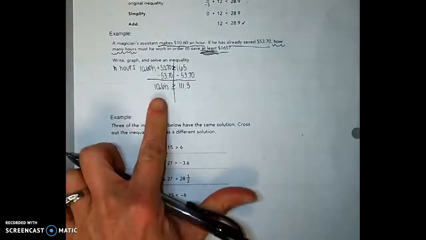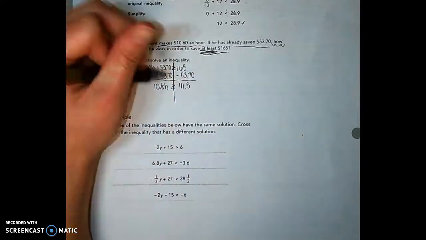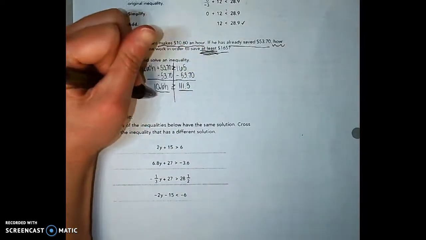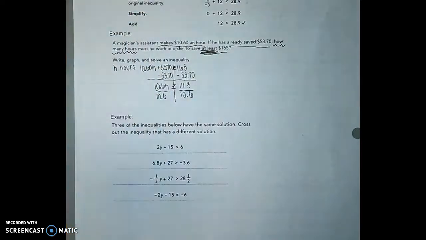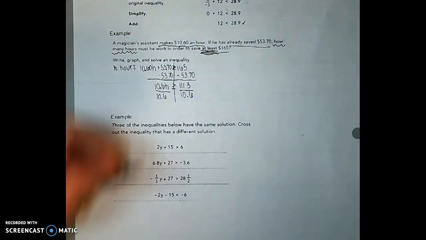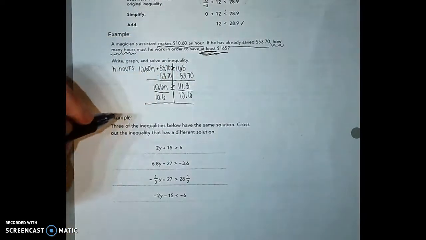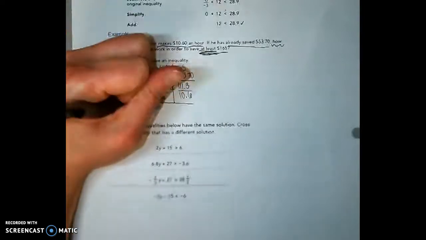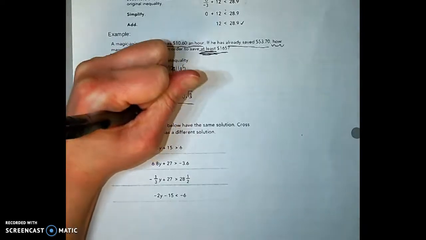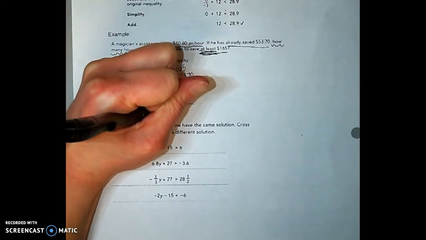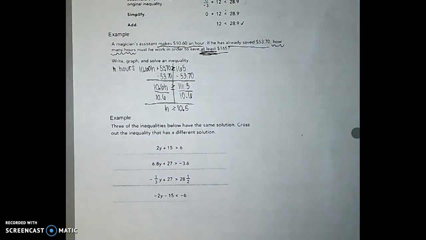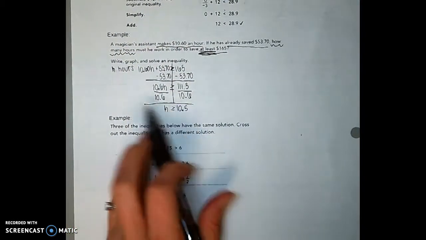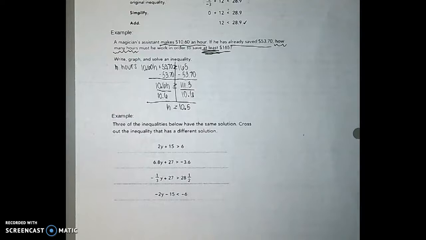Now last step is that I have to get h by itself. And because right now I'm multiplying, I can do that by dividing. So I divide both sides by 10.6. And that's going to give me the answer 10.5. So h has to be greater than or equal to 10.5. Notice that I didn't change my inequality sign because I wasn't dividing or multiplying by a negative.